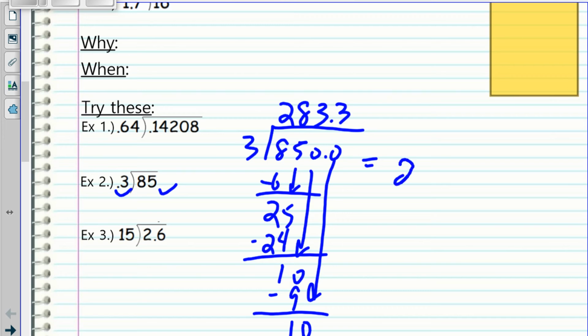So this one you can. This is how you write it, like that. All right, and how do you say that? Right, 283.3 repeating. Okay, all right, one last one.